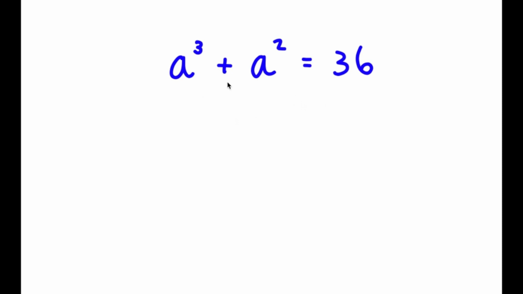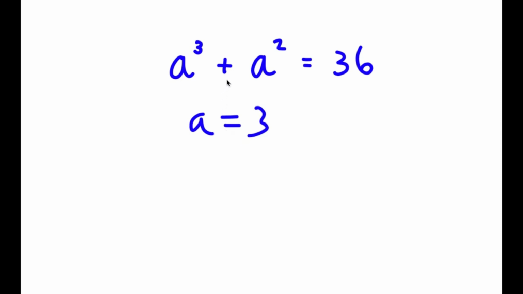So let's try 1. If we plug in 1, we get 2 is equal to 36, which is wrong. If we plug in 2, we get 8 plus 4, which is 12 equals 36, which is wrong. If we plug in 3, we get 3 to the power of 3, which is 27. 27 plus 3 squared is 9. 36 equals 36. So a equals 3. This is one solution of a.